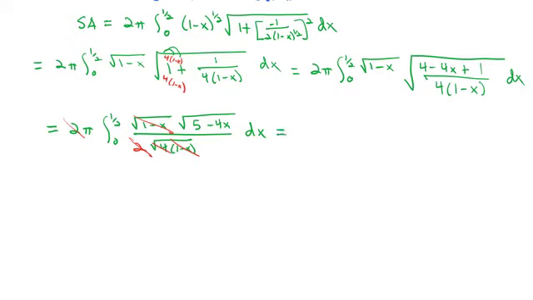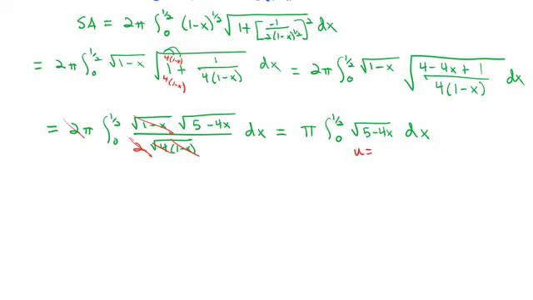So with all that said, our integral simplifies down to pi times the integral from 0 to 1/2 of the square root of 5 minus 4x, dx. That's the algebra needed to get us down to an integral we can actually take.